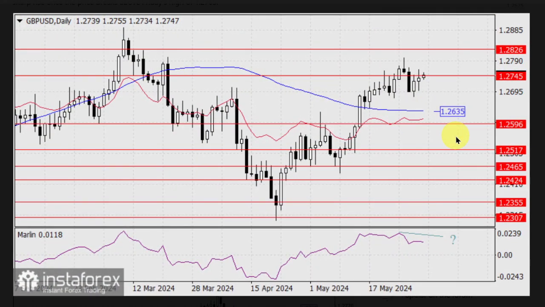The British pound continues to rise ahead of the upcoming European Central Bank and Federal Reserve meetings. If the pound maintains this momentum, it could reach the target level of 1.2826 by the ECB meeting on June 6. By then, a divergence with the Marlin oscillator might form.